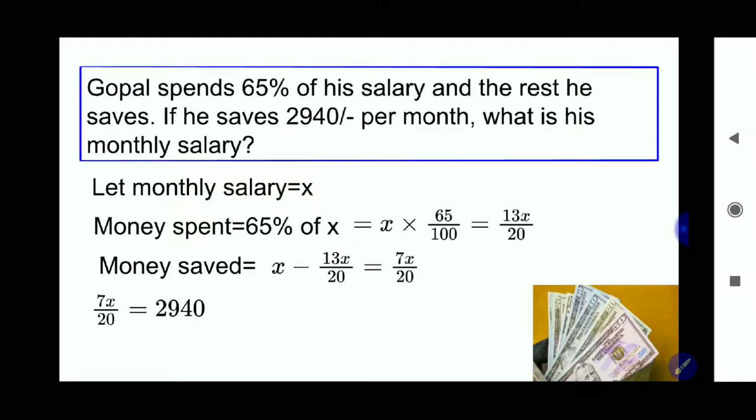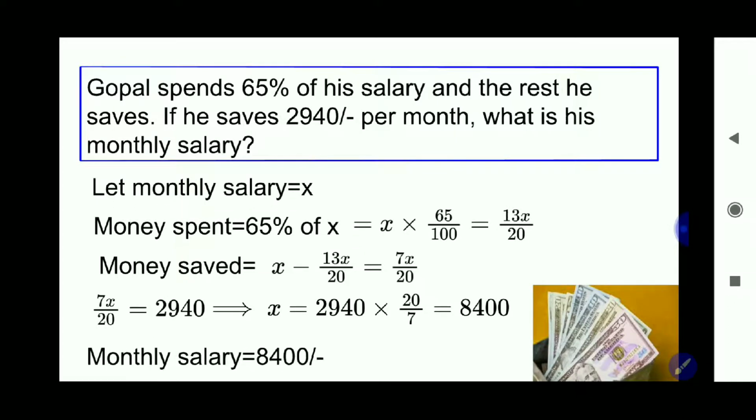7x by 20, that means his savings is equal to 2940. So x equals 2940 into 20 by 7. By simplification, we get 8400 rupees. So his monthly salary is 8400 rupees.